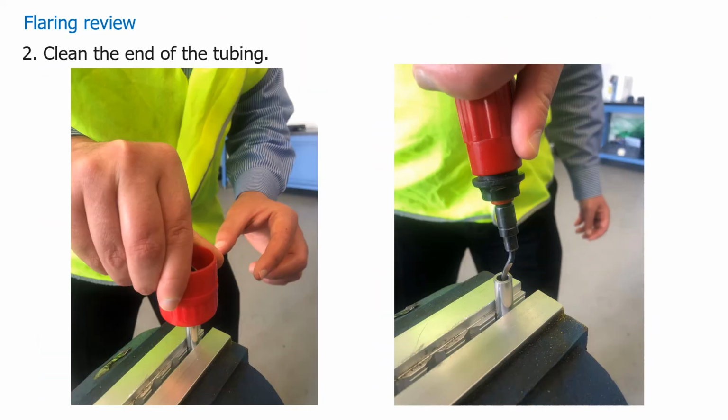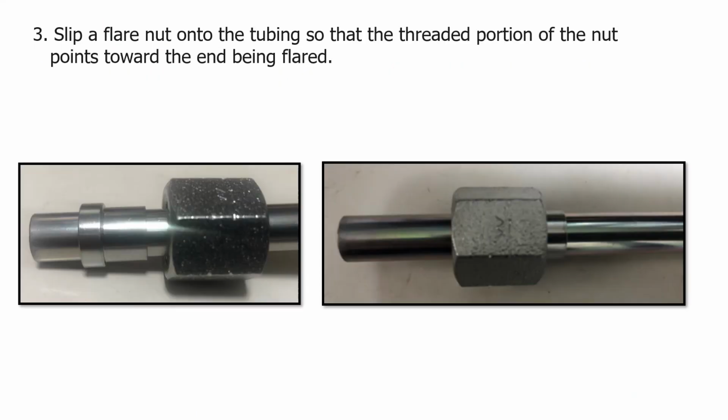Step 2. Deburr and clean the end of the tube. If you don't have a deburring tool, use a fine file or a scraper to remove any burrs. Don't forget to insert the flare nut with the thread pointing in the right direction. And the sleeve.